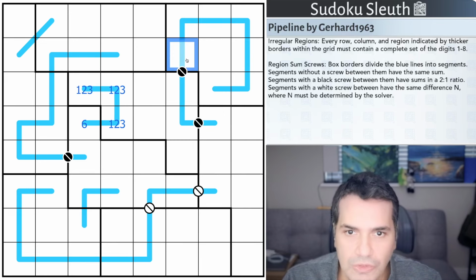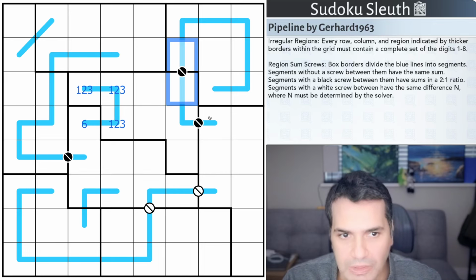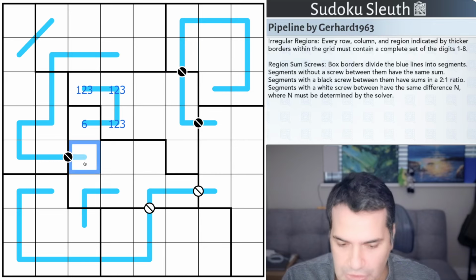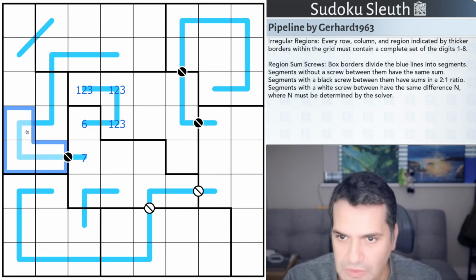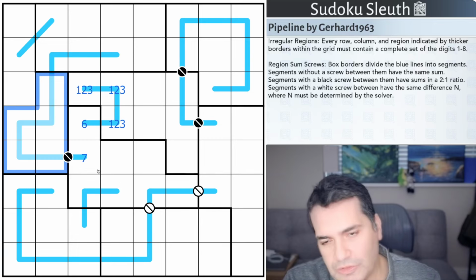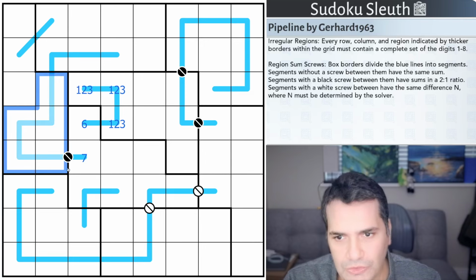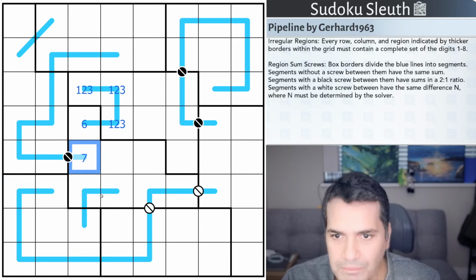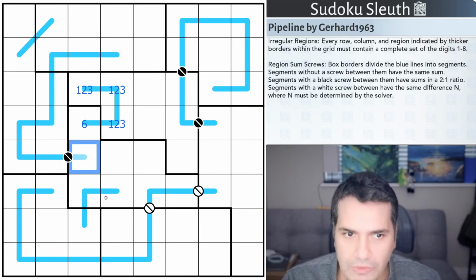However, as you cross regions, you can actually have screws next to them. So segments with a black screw between them have sums that are in a 2 to 1 ratio. So if, for example, this is 7, then these cells are now going to have to be 14. Well, it doesn't have to be 14. It could be 3.5, because we don't know which side is double. That's something that we're going to have to figure out.